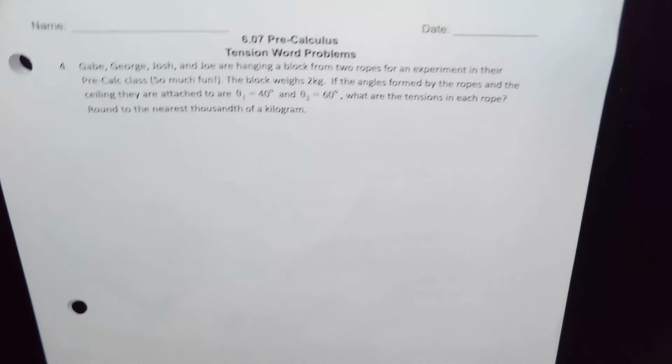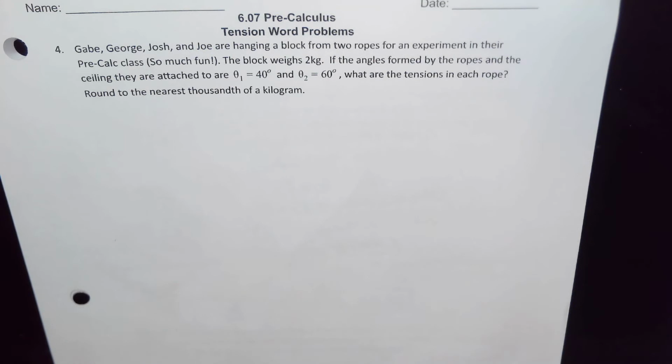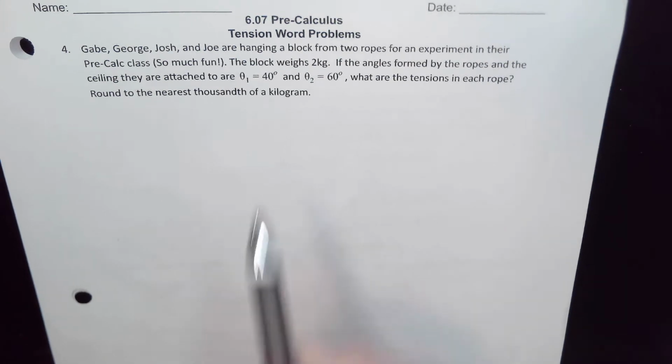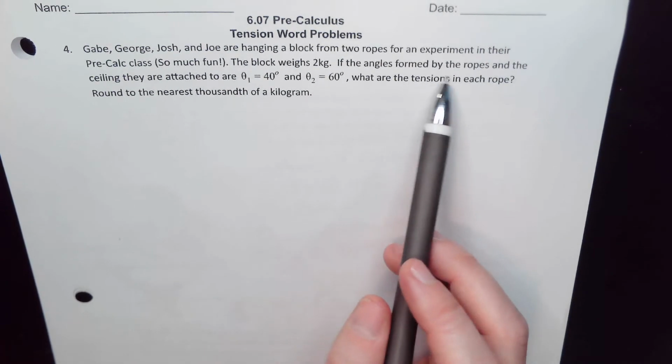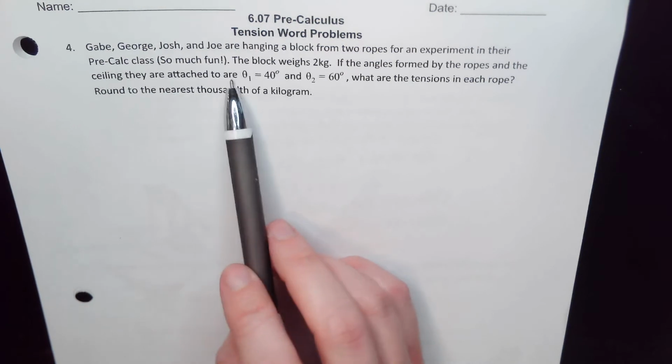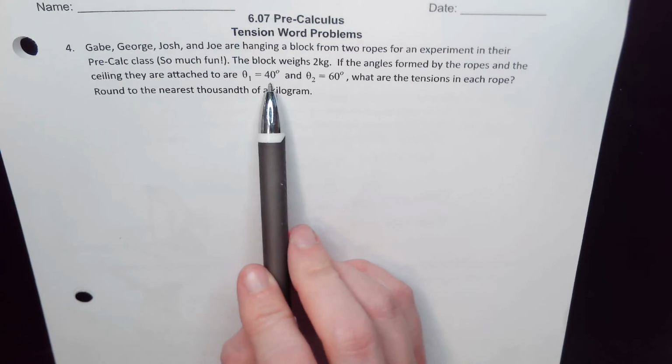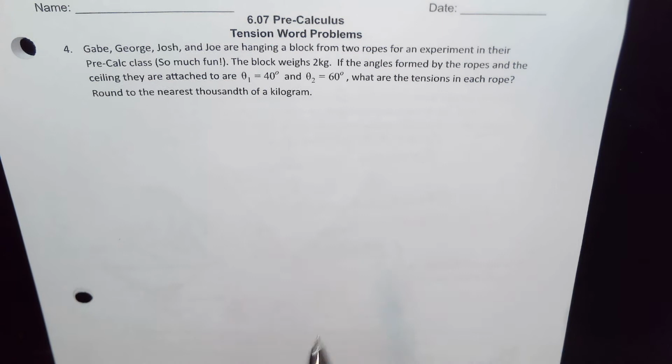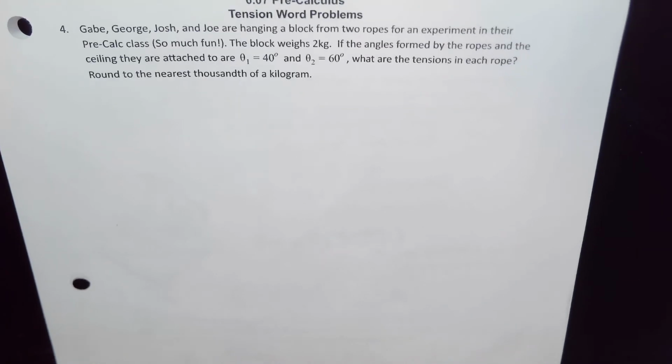We've got Gabe, George, Josh, and Joe are hanging up a block from 2 ropes for an experiment in their pre-calc class. Also so much fun. The block weighs 2 kilograms. If the angles formed by the ropes and the ceiling they are attached to are 40 degrees and 60 degrees, what's the tension in each rope? Round to the nearest thousandth of a kilogram. So pause your video here.